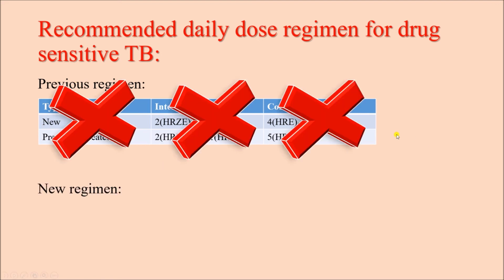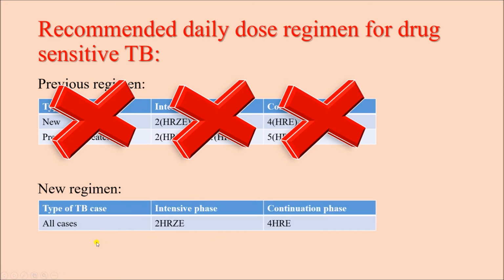But right now we do not have this regimen, so none of these are valid now. So please do not write this regimen in your answer, that will be a wrong answer. Now at present we are using this regimen for all tuberculosis patients, provided we are talking about drug sensitive tuberculosis. So all cases, that can be new cases or previously treated cases. The intensive phase is 2 months of HRZE, isoniazid, rifampicin, pyrazinamide, and ethambutol, and the continuation phase is 4 months of HRE, that is isoniazid, rifampicin, and ethambutol. So there is no pyrazinamide.